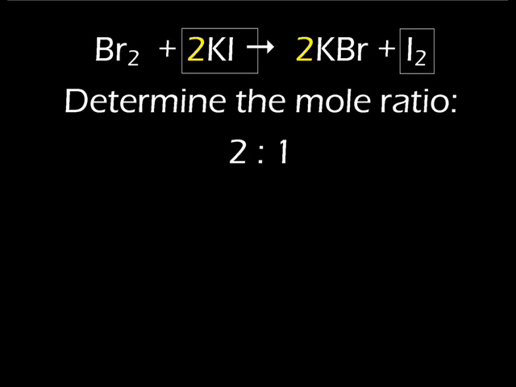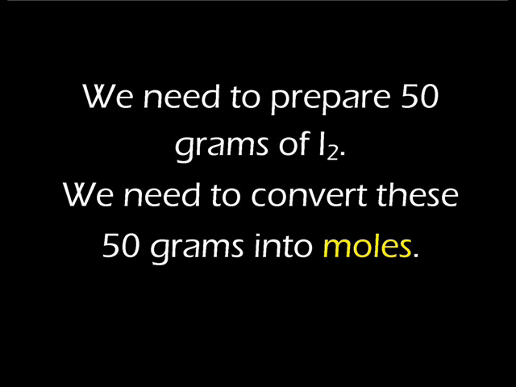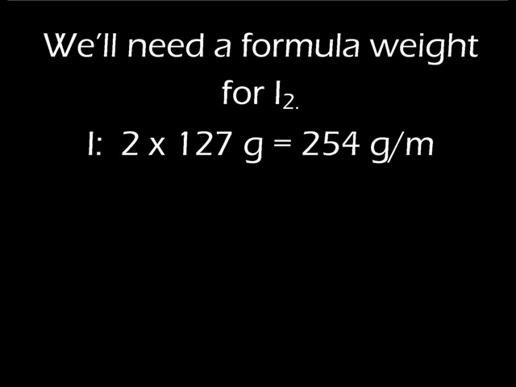Look back at the problem now. We're being asked to prepare 50 grams of iodine crystals. Before we can apply the mole ratio to this desired amount of product, we must first convert it to moles. To do this, we need to determine how many grams are in 1 mole of iodine crystals, also known as finding the formula weight of I2. If we do those calculations, we'll see that 1 mole of iodine crystals weighs 254 grams.